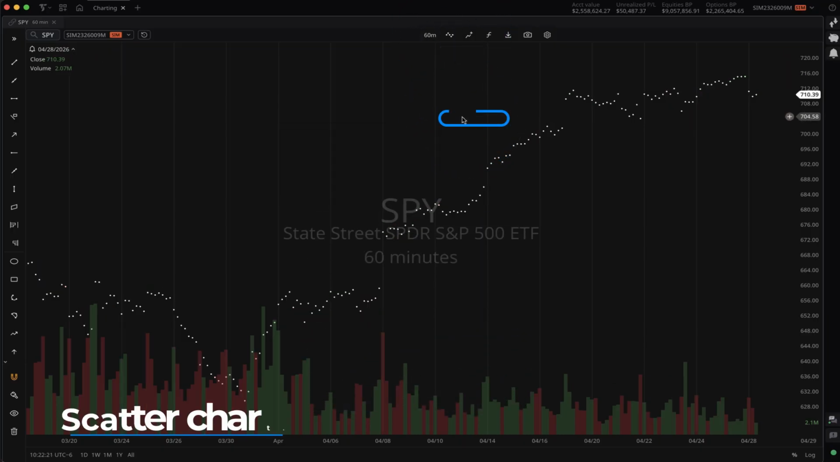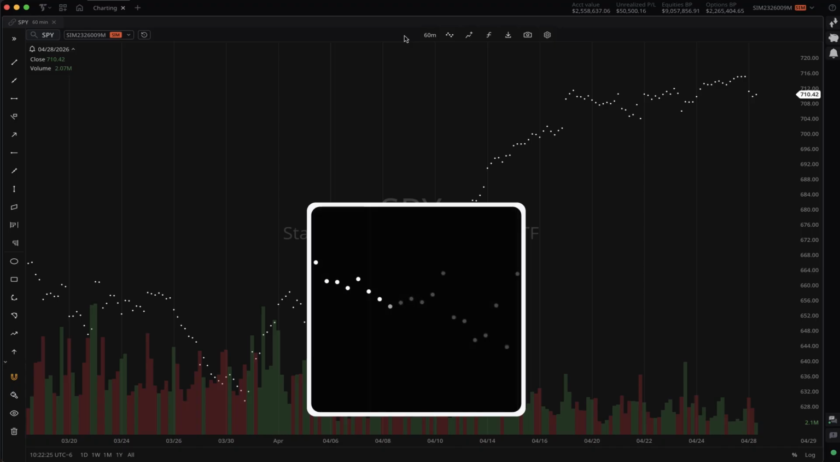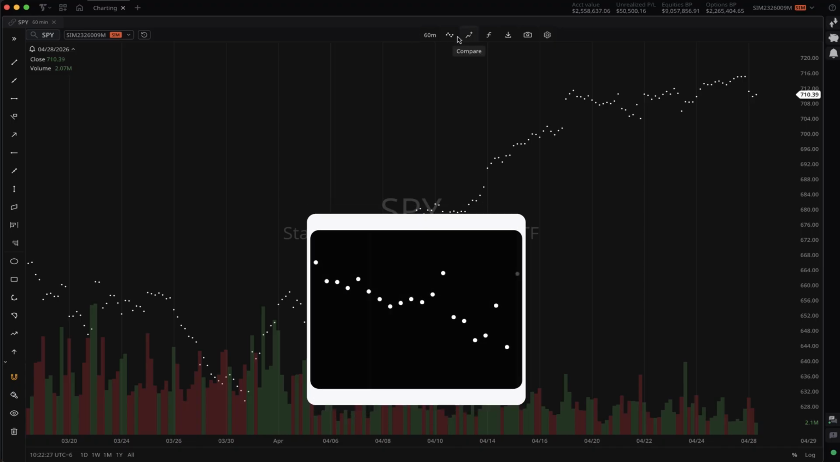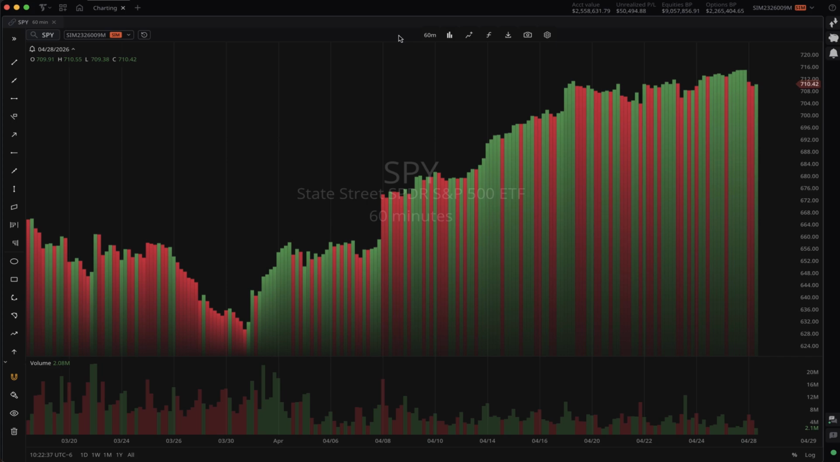Scatter plots individual closes as points rather than bars, which can help you spot price distributions and clusters over a period of time. Histogram displays closes as vertical bars extending from 0, more commonly associated with indicator data, but available on raw price if your workflow calls for it.